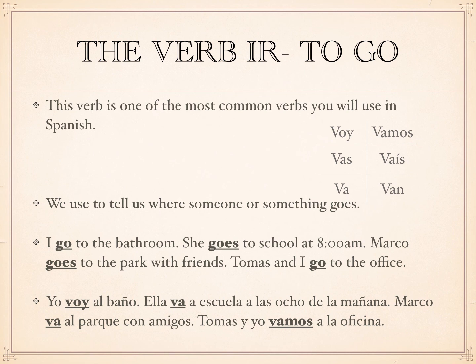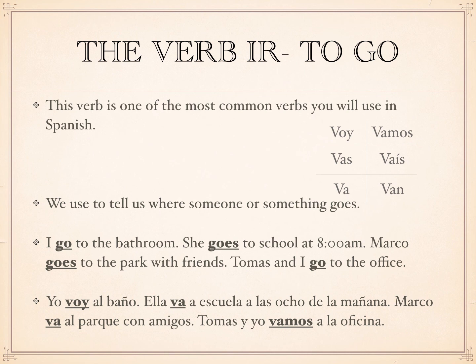So, I go to the bathroom. I am the subject. So I go to the first box. And yo voy al baño. Once again, the a and el get put together. Al baño. She goes to school at 8 a.m. Ella is our subject. Third box, va a la escuela a las 8 de la mañana. Marco goes to the park with friends. Marco va al parque con amigos.